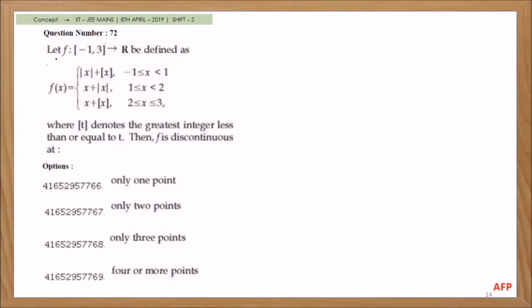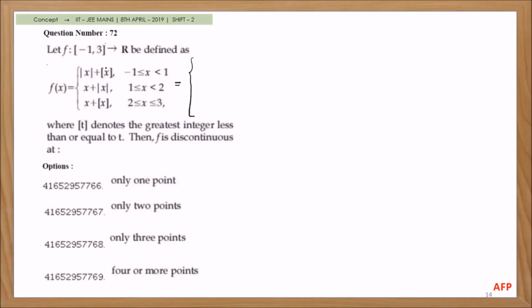Next problem. Let f from the closed interval minus 1 comma 3 to R be defined as, so this is a piecewise function where box of t denotes the greatest integer less than or equal to t. Then f is discontinuous at how many points: 1 point, 2 points, 3 points, or 4 or more points? So this function we can rewrite.